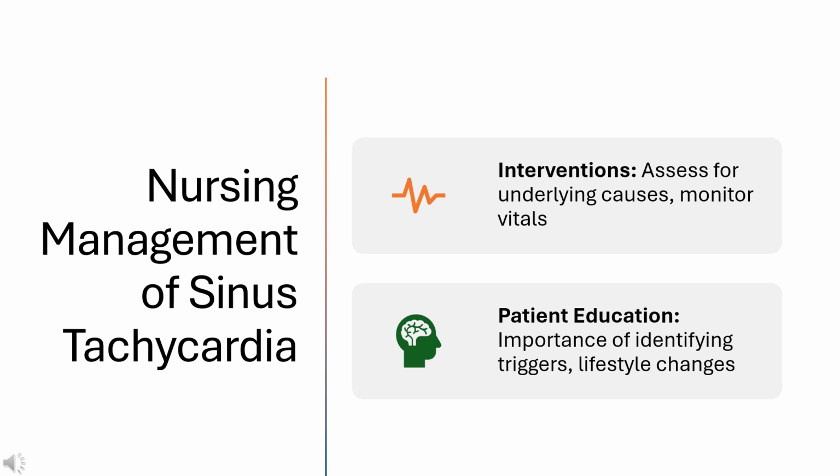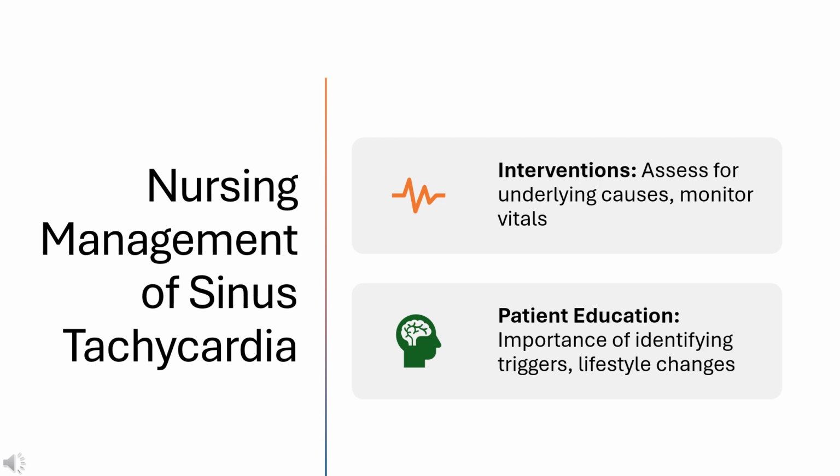Encourage patients to follow a heart healthy diet rich in fruits, vegetables, whole grains, lean proteins, and healthy fats. Advise them to limit intake of processed foods, high sodium foods, and sugary beverages. Proper nutrition supports overall heart health and can help to prevent conditions that may contribute to sinus tachycardia. Advise patients on the importance of regular physical activity.